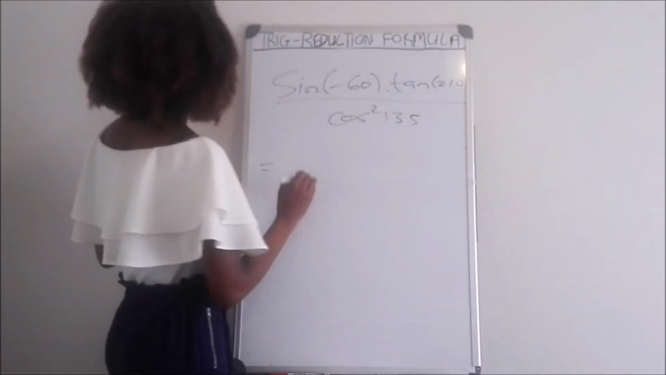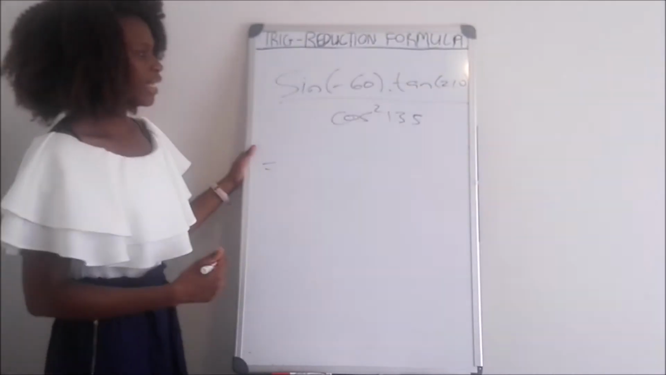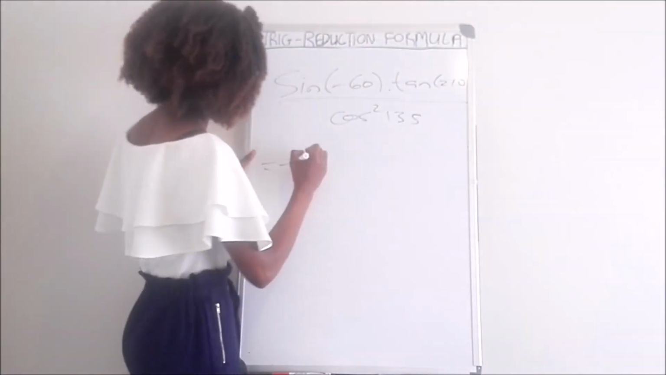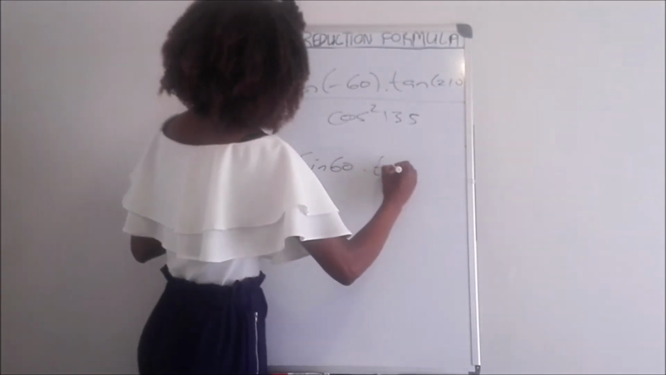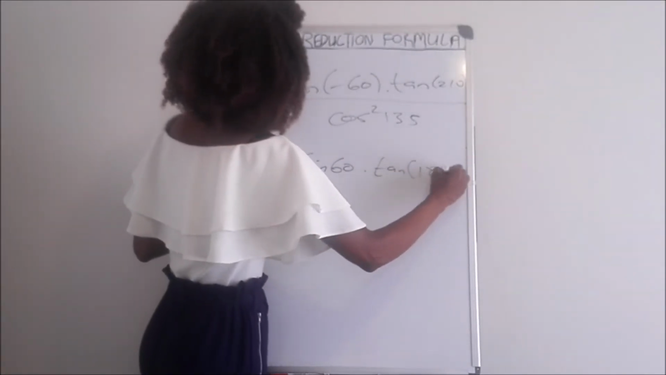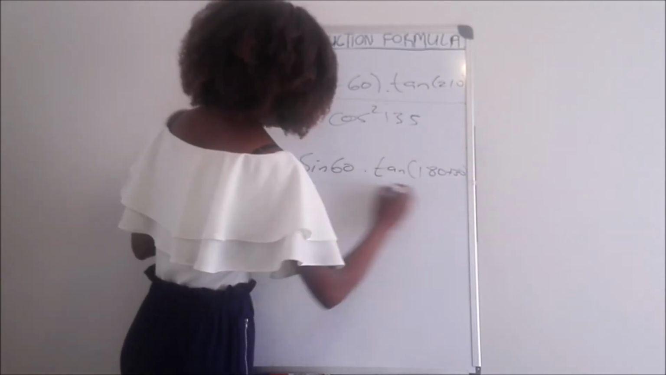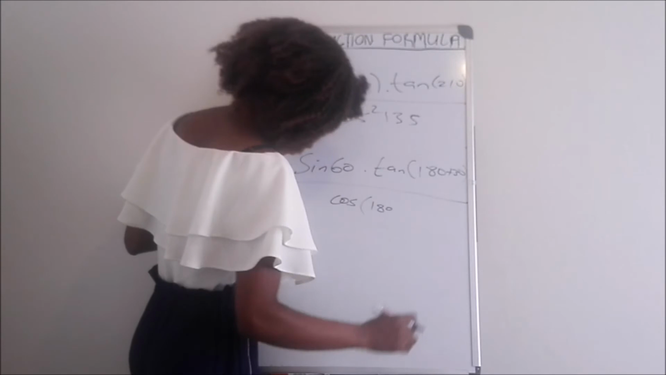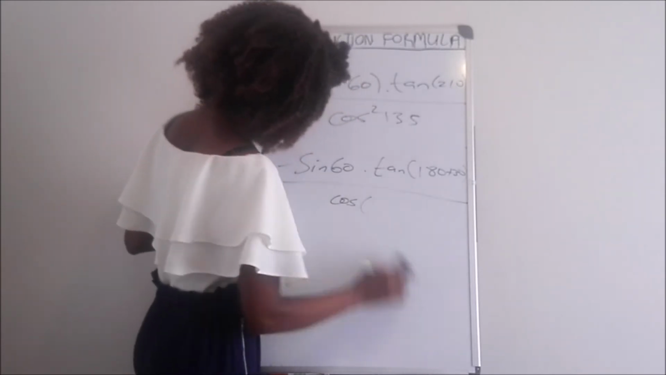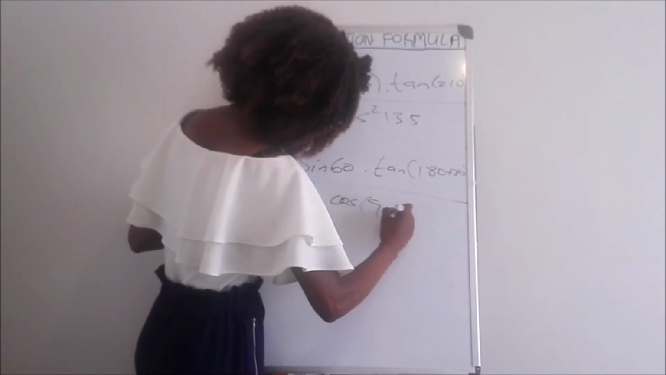Then with the first one, we know that sine of negative theta is equal to negative sine theta. That means for the first one, we're going to have negative sine 60 multiplied by tan of 180 plus 30, divided by cos of 90 plus 45. Actually, we can just use 90 plus 45.